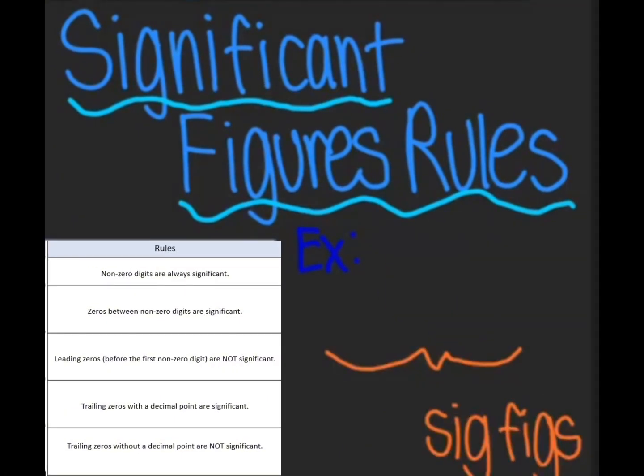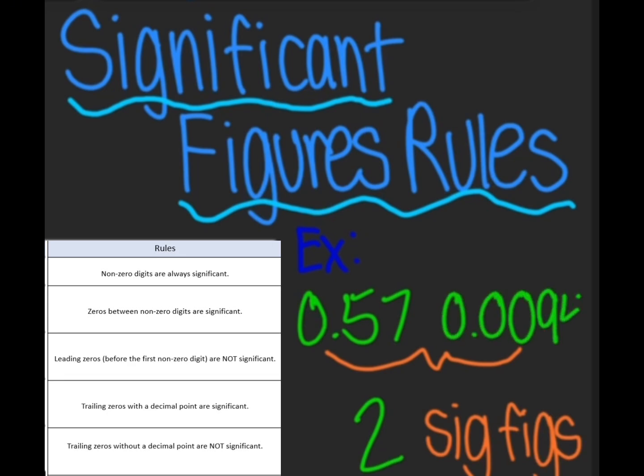One thing we have to keep in mind is that zeros in front of the number are not significant. These are leading zeros. We can treat them as placeholders. The number 0.57 has 2 sig figs. Also, 0.0094 also has 2 sig figs.